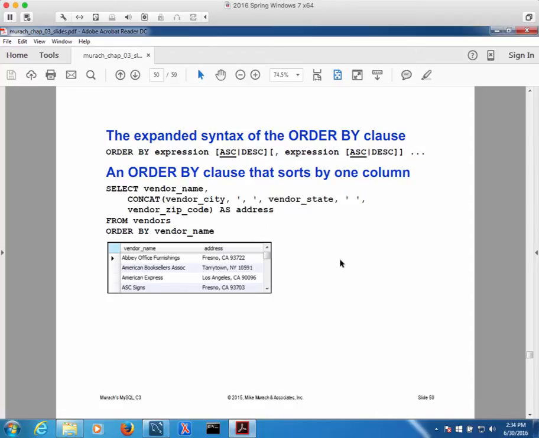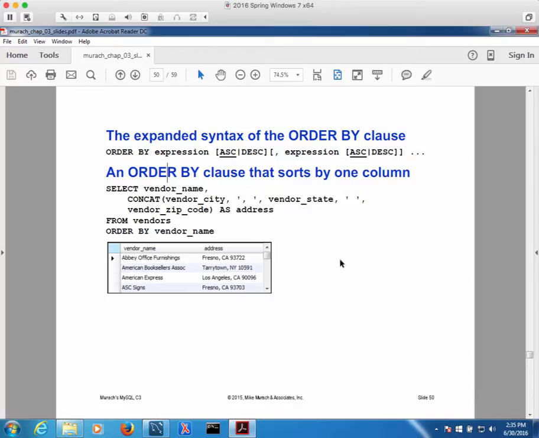The expanded syntax of the order by clause. So we've seen the order by clause, right? So how can we fancy it up? Well, I've already told you that you can ask for either ascending order or descending order. Asking for ascending order is kind of redundant because that's the default, and that's how we normally think of sorting. But DESC is how we ask for descending. So if we want descending, we put the name of the column or the expression, and then DESC.